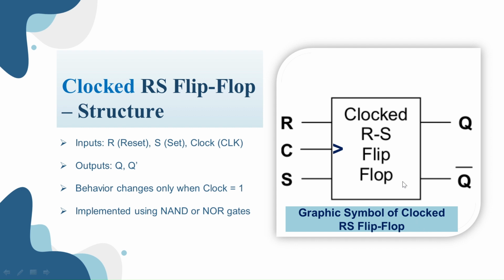Here is the graphical symbol of the clocked RS flip-flop. We can see the inputs R, C and S here, and the outputs Q and Q bar here.